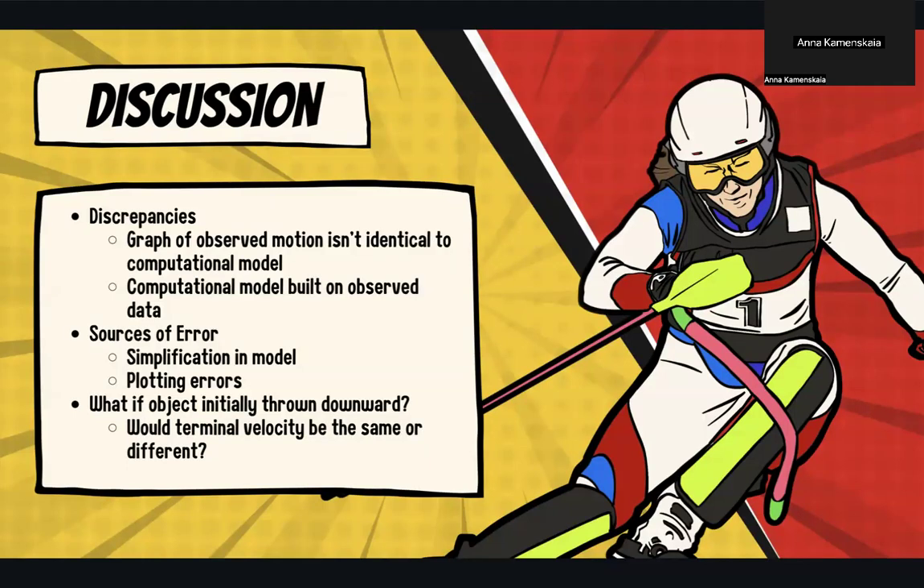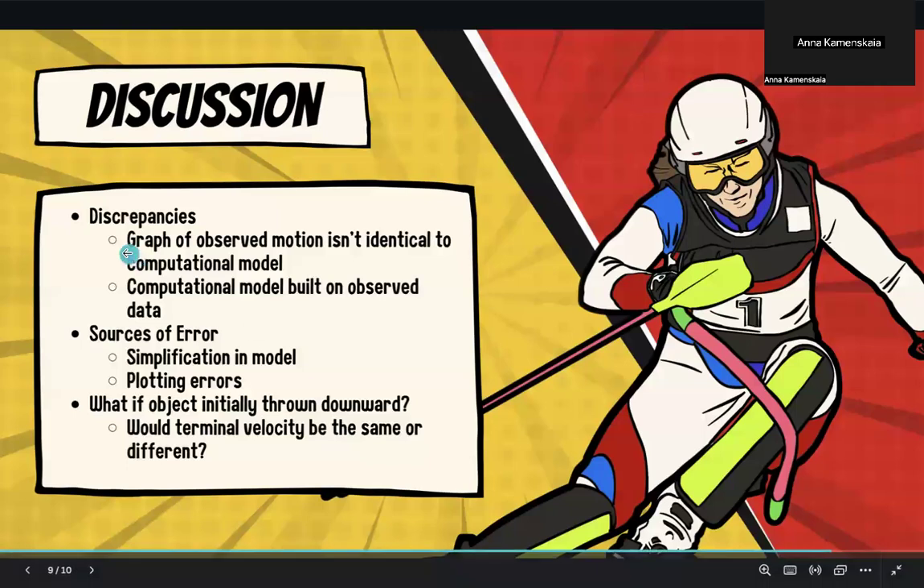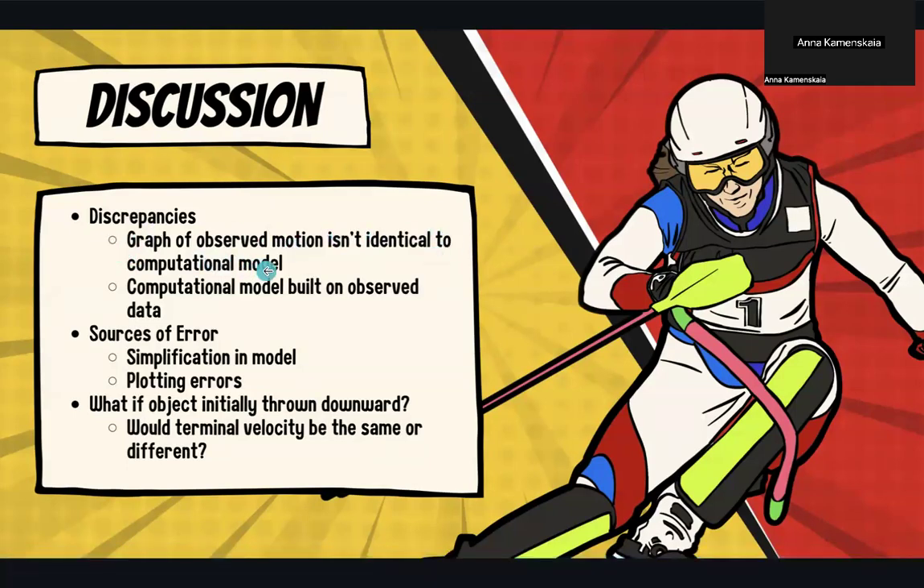So that is why our second computational model incorporating the drag force allowed us to see the terminal velocity of the clementine. Again, the discrepancies here: the graph of the observed motion was identical to the computational model when we did not incorporate the force of drag. Even when we did incorporate the force of drag, it was still a little bit different, even though the computational models were built on the observed data.